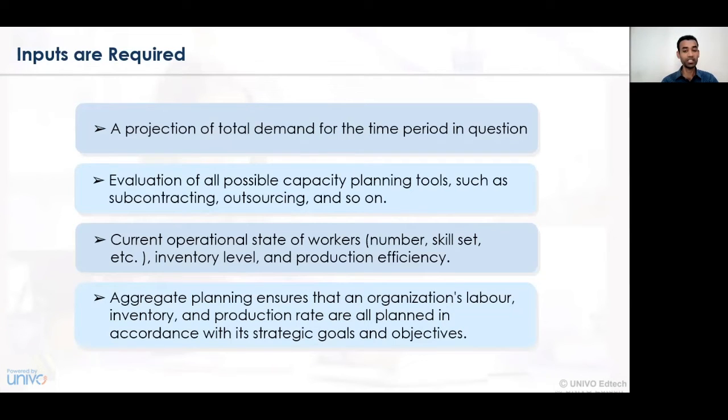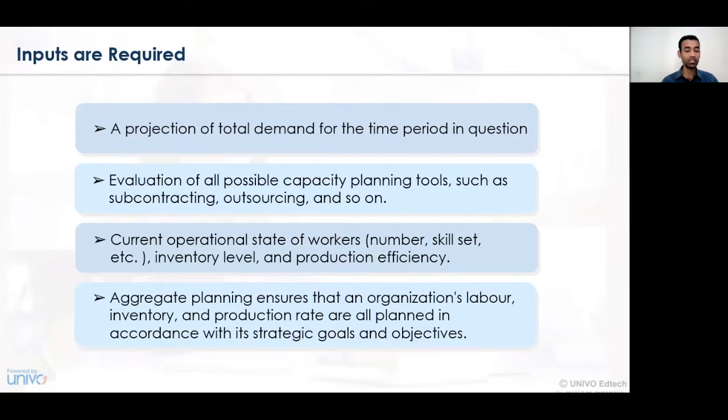The current operational state of workers, such as the numbers, the skill sets, the inventory level, and the production efficiency, should be there in a controlled way. And when those particular inputs are being provided very effectively and efficiently, only then can the operational activities be conducted effectively. The aggregate planning ensures that an organization's labor, inventory, and production are in a controlled, planned way. So, before actually starting production of goods and services, we have to see that there is a proper planning in existence.